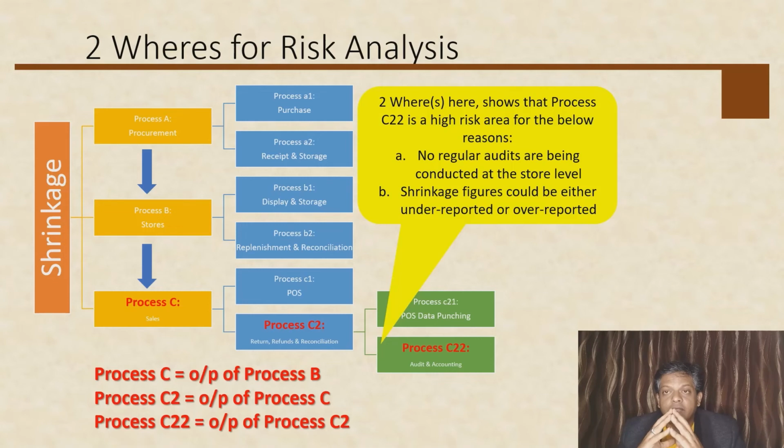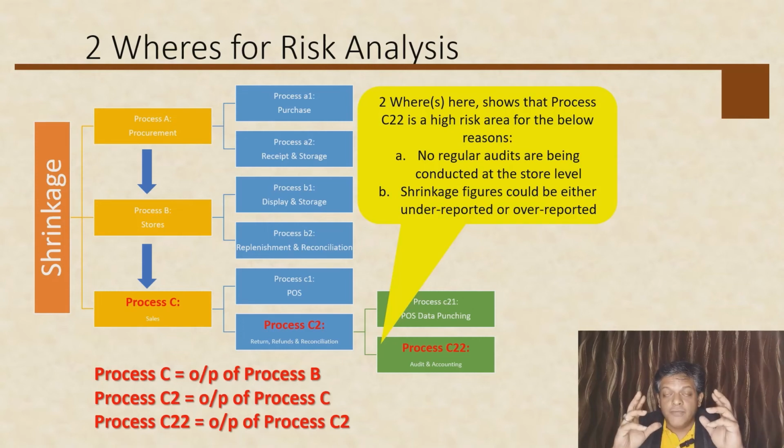And the answer that you find out is that the process C22 is a high-risk area for the below two reasons. A, there are no regular audits being conducted at the store level, and B, shrinkage figures could be either underreported or overreported just because of the reason that there are no regular audits being conducted. That is, there is no cross verification or validation of these figures. So this is how you uncover high risk areas.